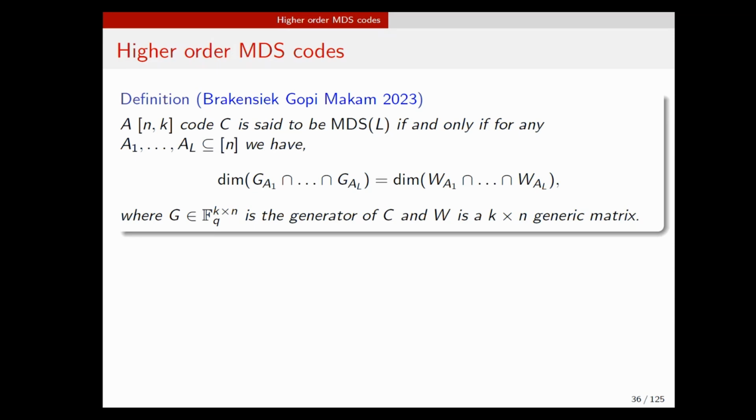Given subsets A1 to AL in [n], we look at the dimension of the intersection of G_A1, where G_A1 is the subspace spanned by the columns A1 in G, intersection G_A2, intersection G_A3, and so on until G_AL. This dimension should be the same as the intersection of W_A1, W_A2, ..., W_AL, where W is a completely generic matrix, so think of a completely symbolic matrix. So the claim is that a code is MDS_L when you take L families of subspaces from the columns, then the dimensions that you get are the same as the ones you get in a completely generic matrix.